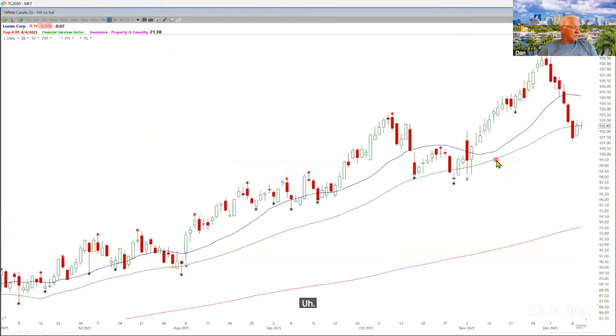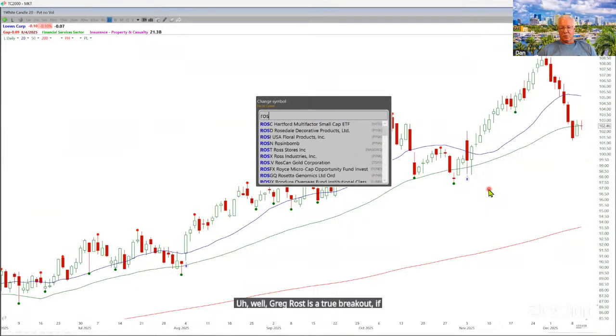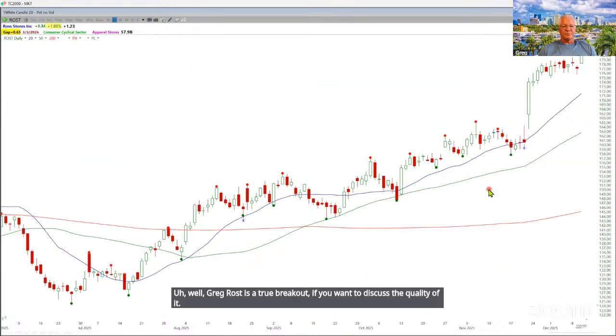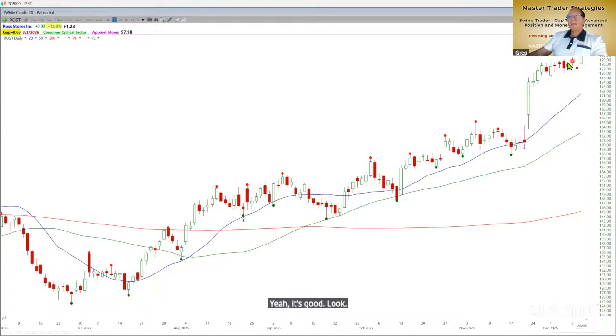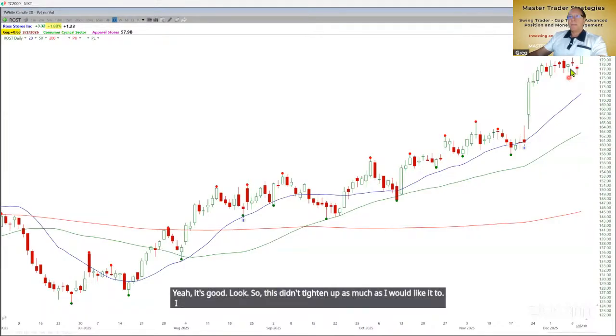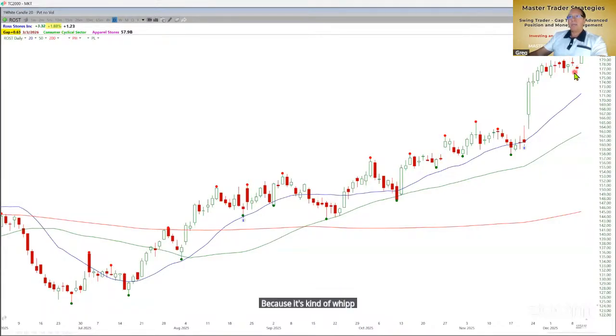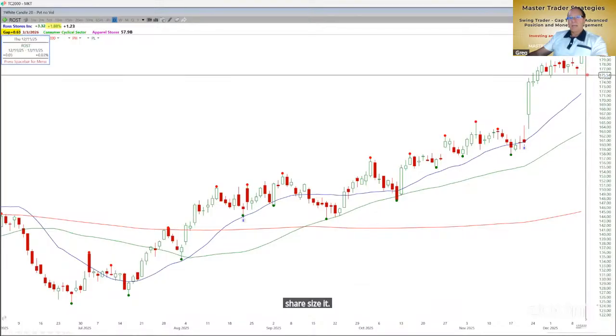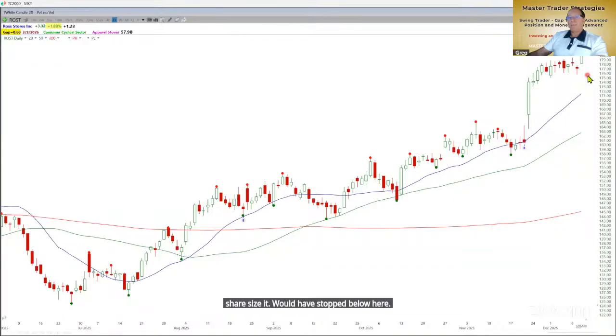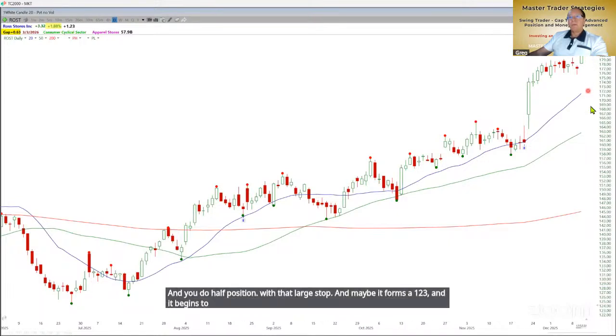Well, Greg Rost is a true breakout if you want to discuss the quality of it. Yeah, it's good. Look, this didn't tighten up as much as I would like it to, because it's kind of whipped up and down, as you can see here, but it's breaking out. So what would I do with this? You buy it, share size it with a stop below here, and you do half position with that large stop. And maybe it forms a 1, 2, 3, and it begins to tighten up and continues to go higher.